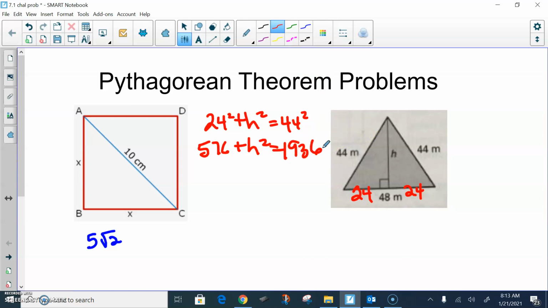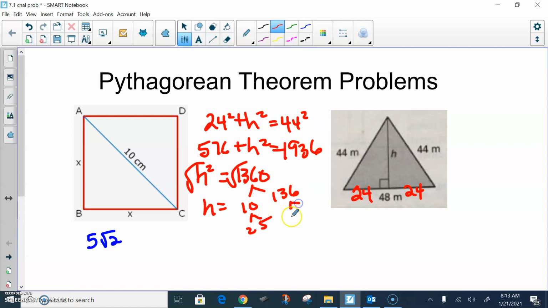Subtract 576 from that. Looks like we get 1360. Square root both sides. And I'm going to go ahead and break that down into 10 times 136, 2 times 5. That's even, so I'm going to go ahead with 2. That's 68. 2 again, 34. 2 again, 17.